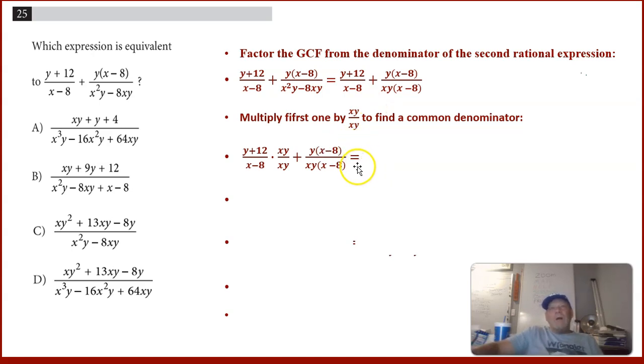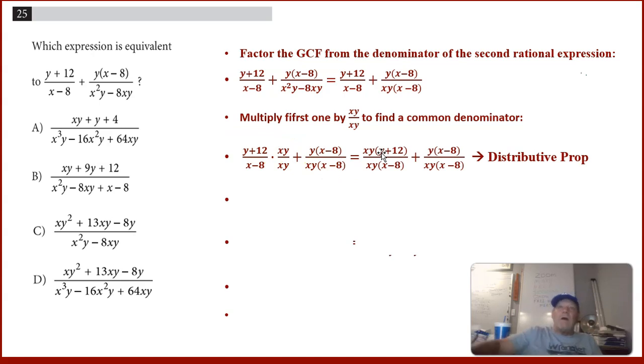So I'm going to take and multiply this first one by xy over xy. And when I do that, look what's going to happen. The distributive property is going to give me the same thing here. And then I'm going to have to use the distributive property up there in the top. So it's going to be xy times y plus xy times 12. And then this is going to be y times x. And then y times minus 8.